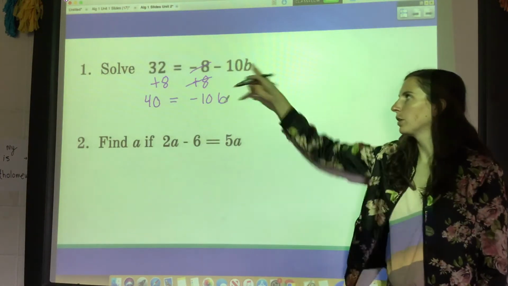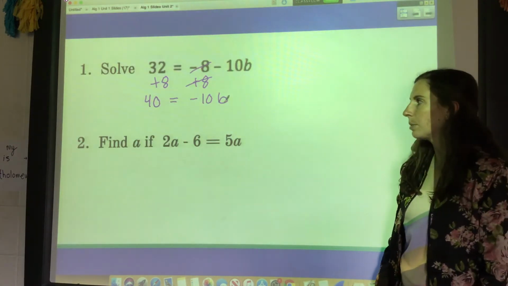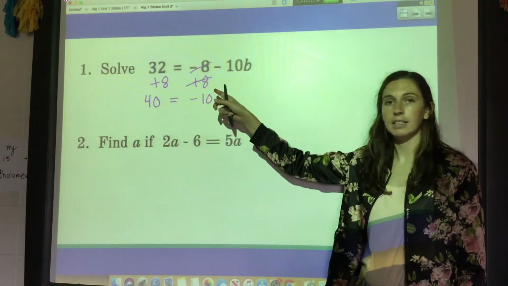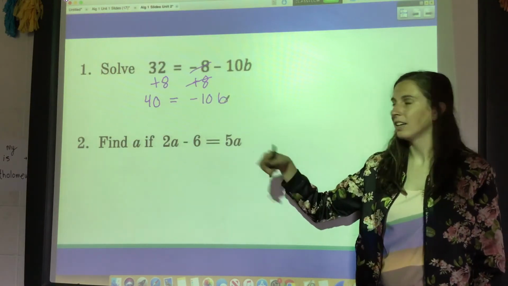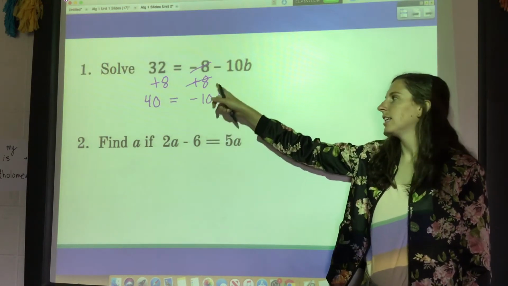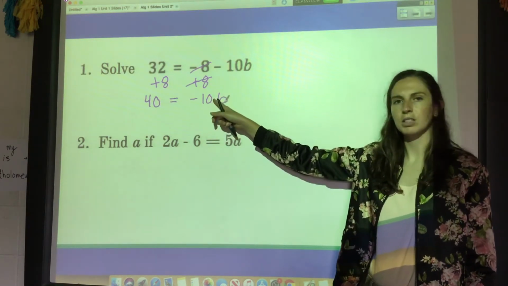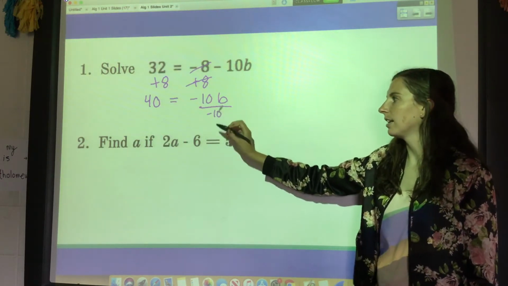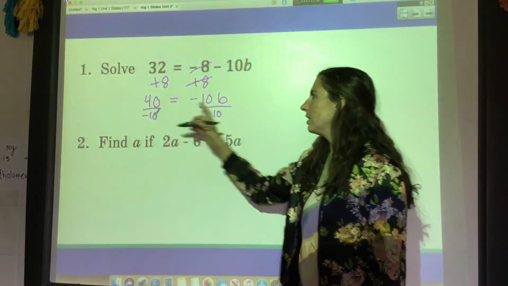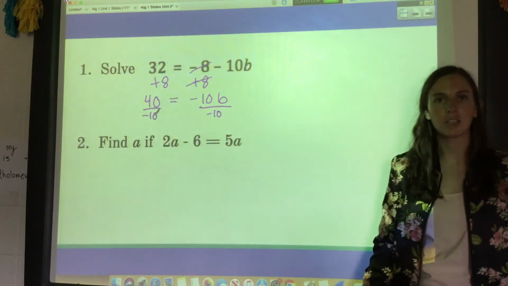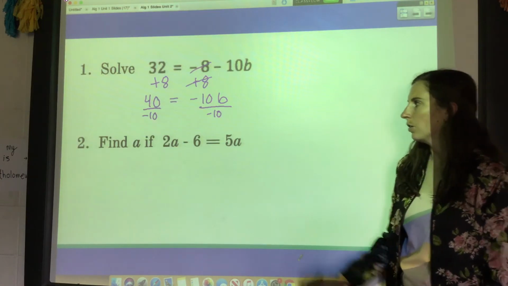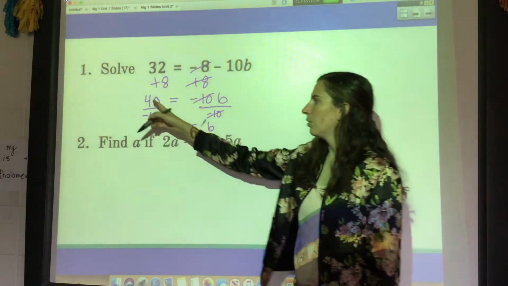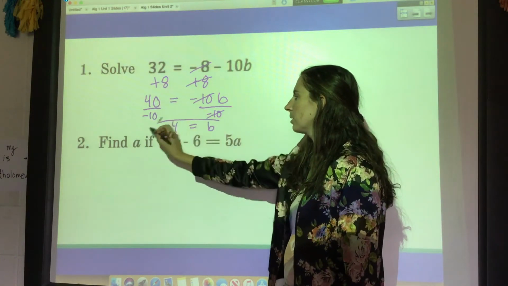And now I'm left with this. I'm almost done. To get b by itself, I need to get rid of the minus 10. But be careful, this is not b minus 10, so I don't need to add 10 here. What's happening is it's negative 10 times the b. So since this is multiplication, to get rid of it, I need to divide by the negative 10. Again, division is the opposite of multiplication. That's why I divided. So now I have b by itself. b equals 40 over negative 10, which is negative 4. That's my answer.